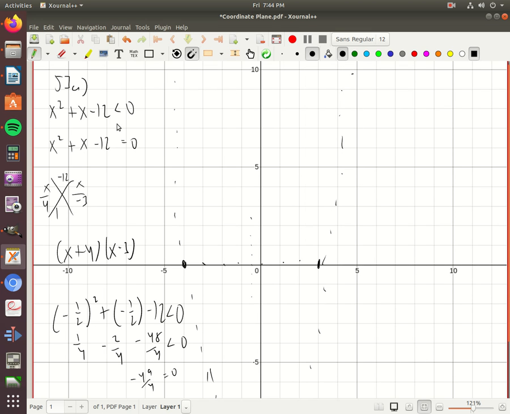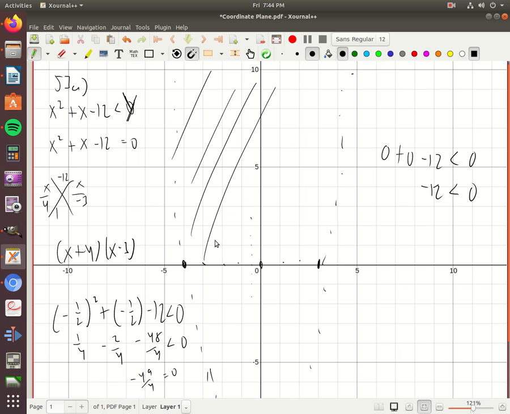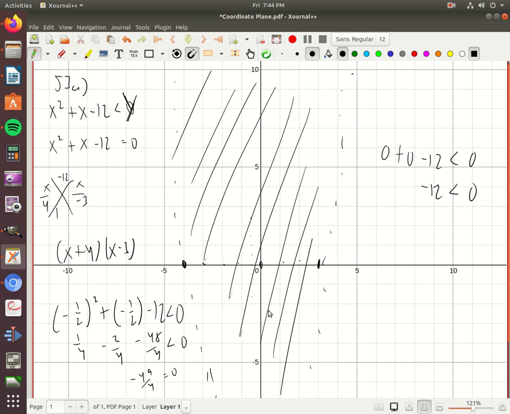And I will go to this equation right here again. Remember, I can substitute that 0 in for y. So I'm going to plug in 0, 0 because it's clearly not on the parabola. So I get 0 plus 0 minus 12 is less than 0. Is negative 12 less than 0? Negative 12 is less than 0. So again, I want to shade this part of the parabola.